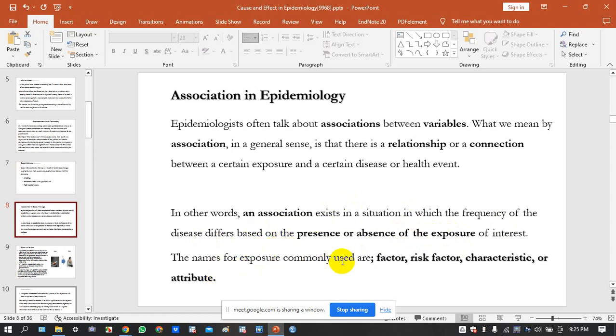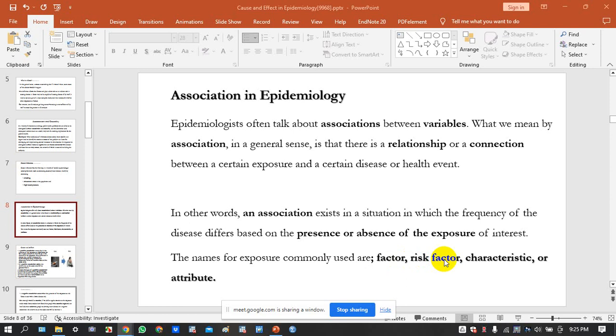So the names for exposure commonly used are factor, risk factor, characteristic, or attribute. Whenever you see exposure, it means factor, risk factor, characteristic, or attribute. They are the same thing. So that is what causes the disease. If you are not sure, and you have a cross-sectional study, which is a very weak study, we cannot make strong conclusions, then you say that the risk factors are associated with the disease.